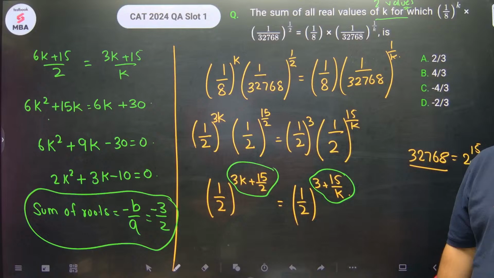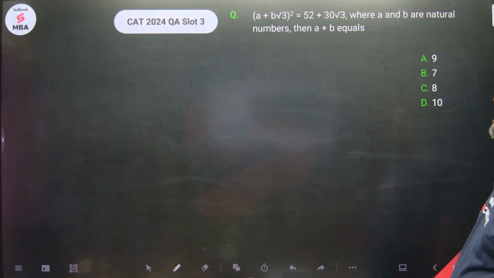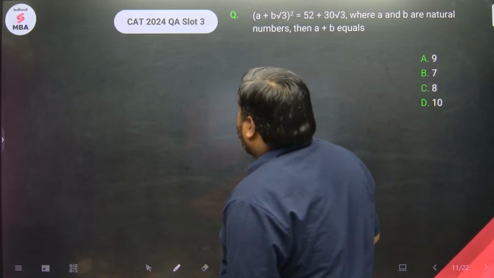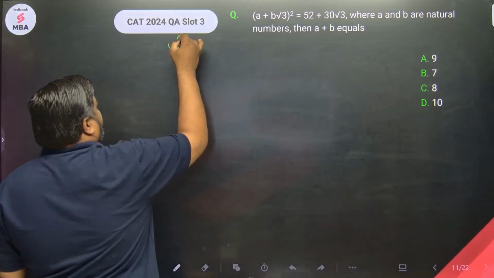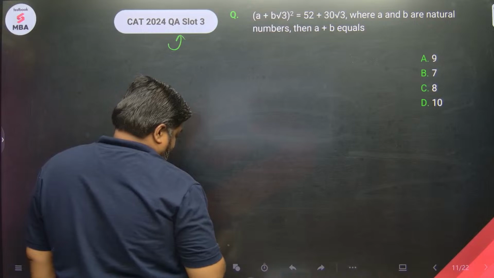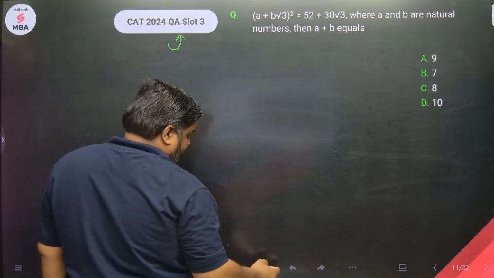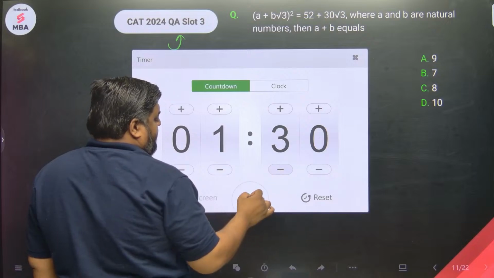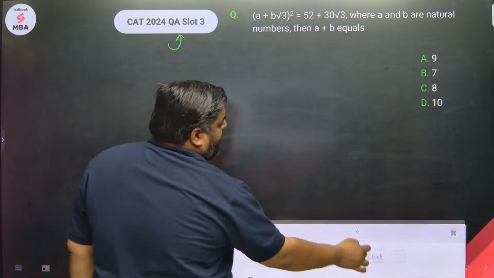चलो, shall we attempt one more question? करते हैं. This one, CAT 2024 slot 3 question. Try this one. I'll give you 90 seconds. Try कर लो बच्चा.